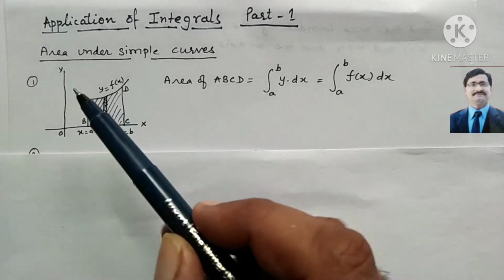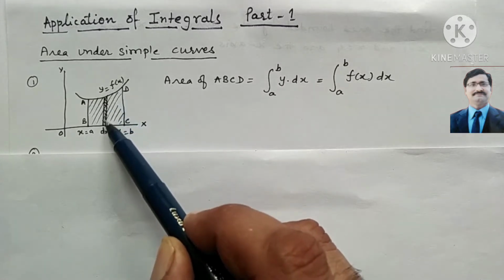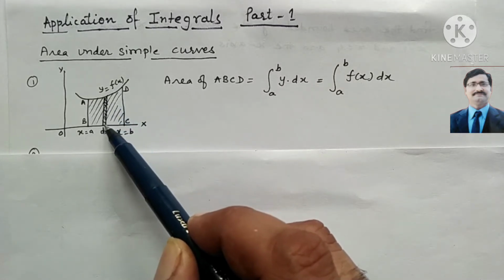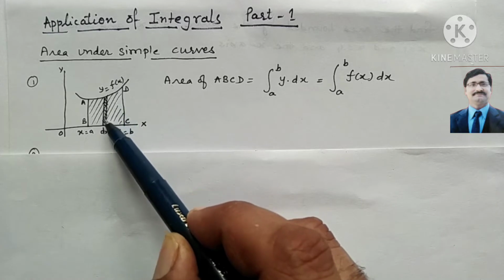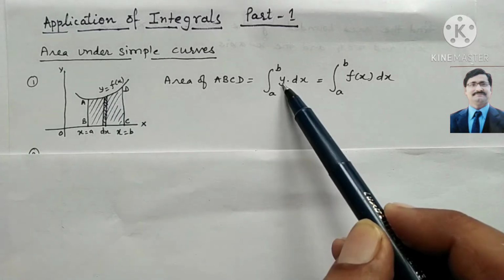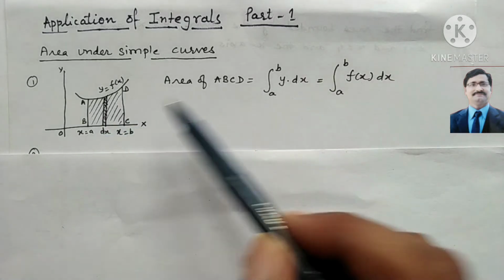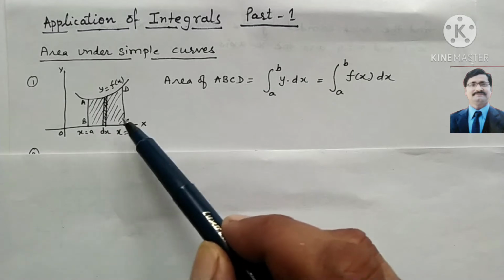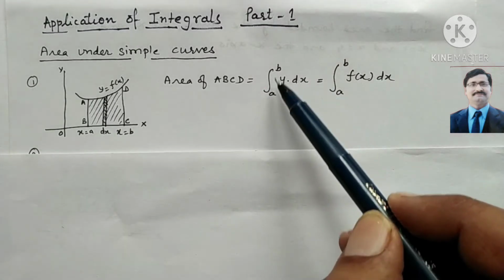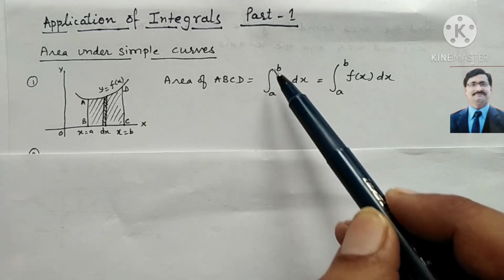Look here, this is actually y. So here this length is y and breadth is dx. So area of this strip is length into breadth, meaning y into dx. So y into dx is the area of one strip, and similarly we have many strips from a to b. Okay, so this integral is like a summation of all the area between a to b.